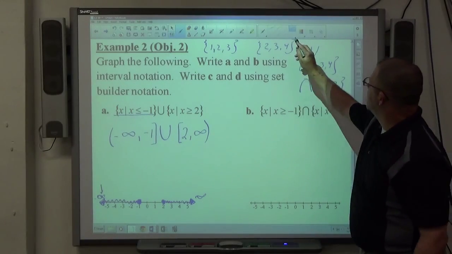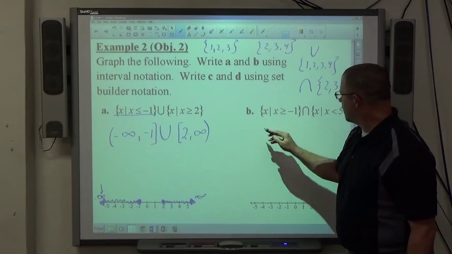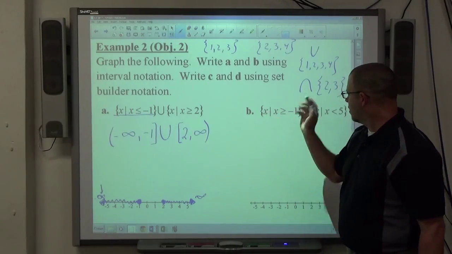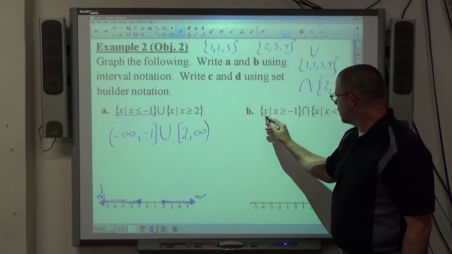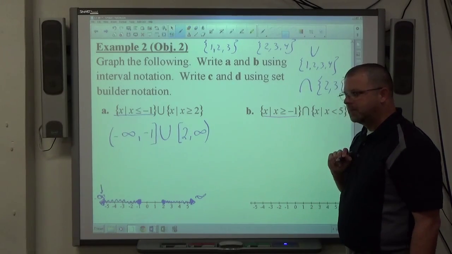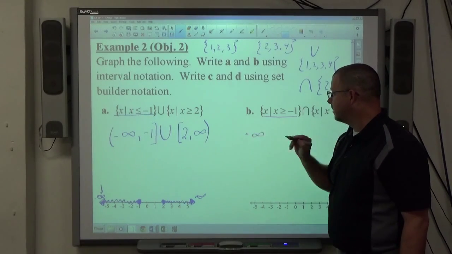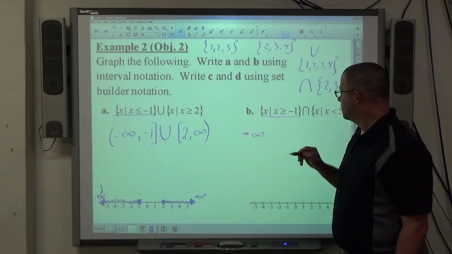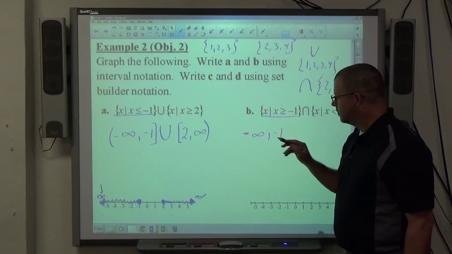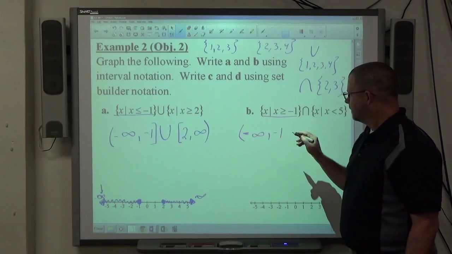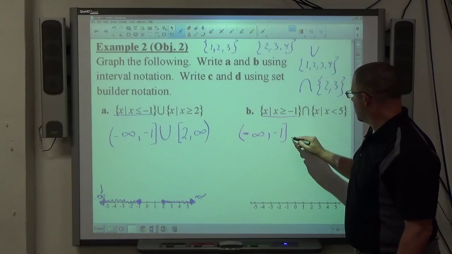Okay. Looking at B, first of all, going interval notation, Kalen, go ahead and tell me what I should write here. The interval notation for this one? It'll be negative infinity. Yeah, because it's negative. And then the -1. And then parentheses by negative infinity, and then bracket on -1. And then I draw the intersection symbol because that's what we're doing.